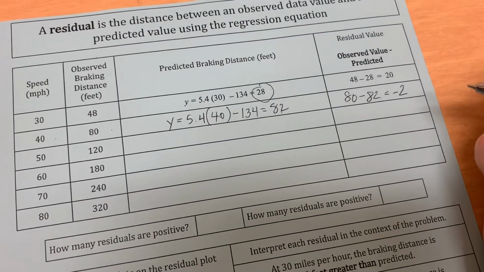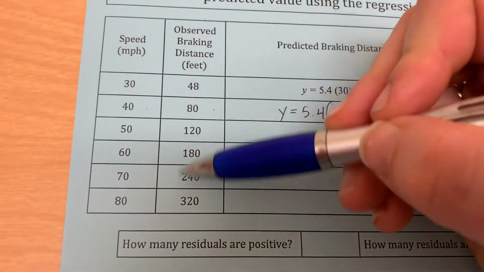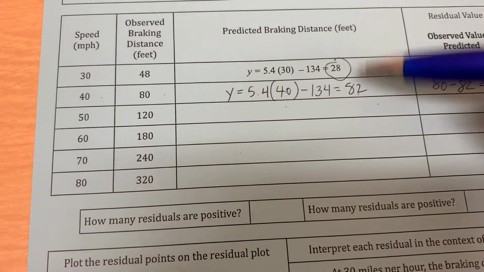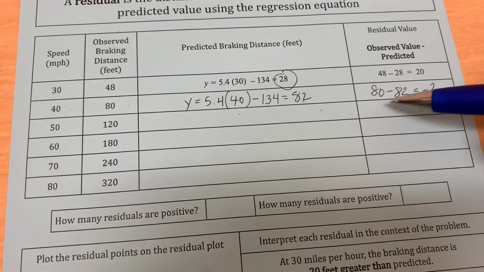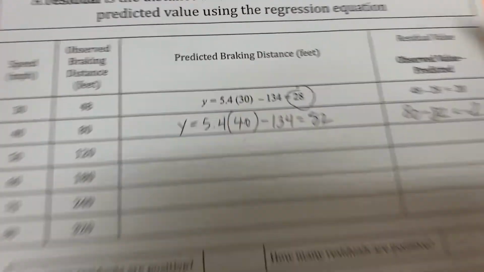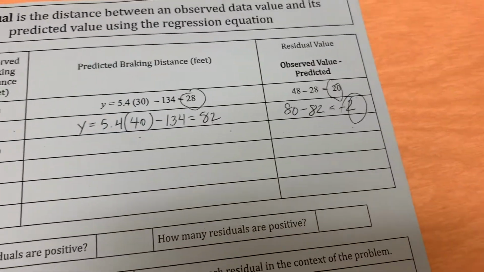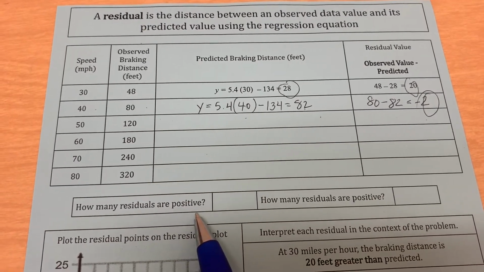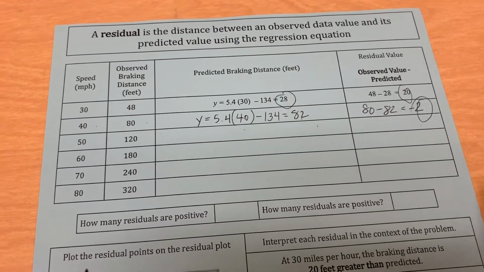All right. So you're doing what I just did right here to find your residual values for the rest of these 4. You plug in the x, you get out the y. This is our predicted y. And then you do the actual, or the observed, minus the predicted to get this. These are your residuals. So when you're finished, how many residuals are positive? Count up all the positive ones. How many residuals are negative? Count up all the negative ones.